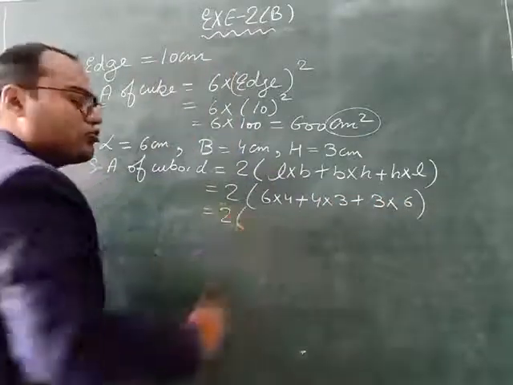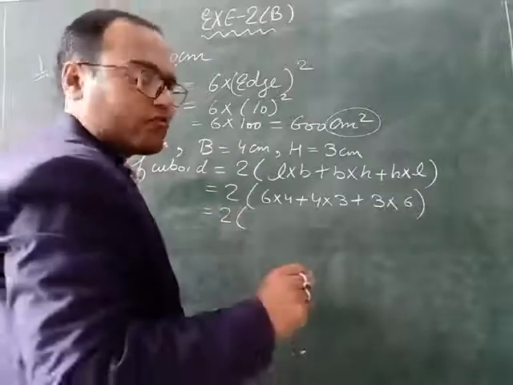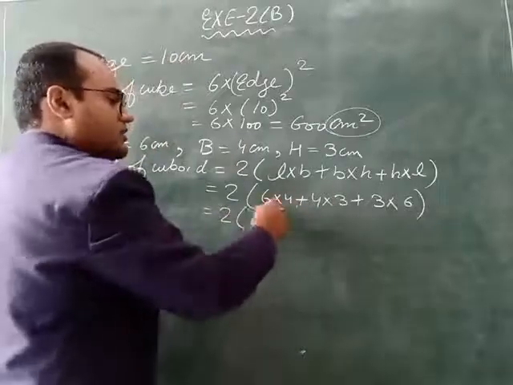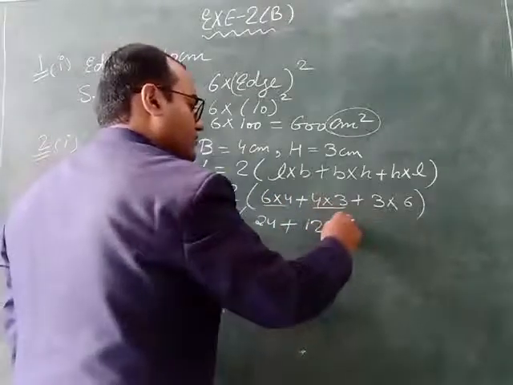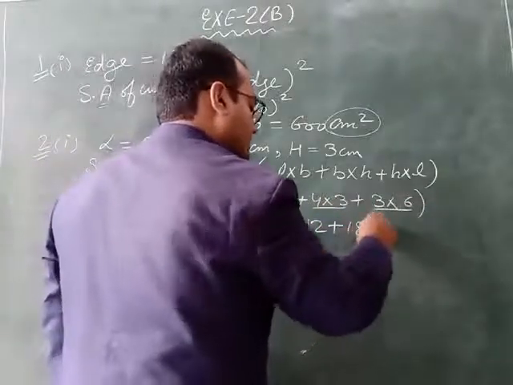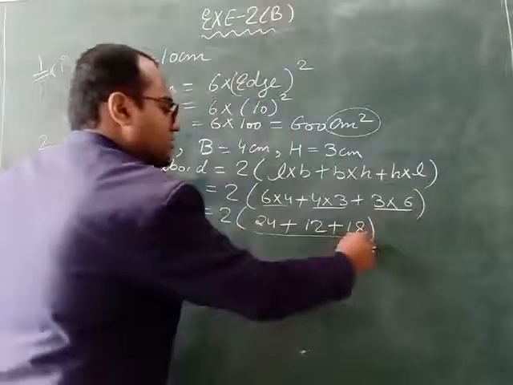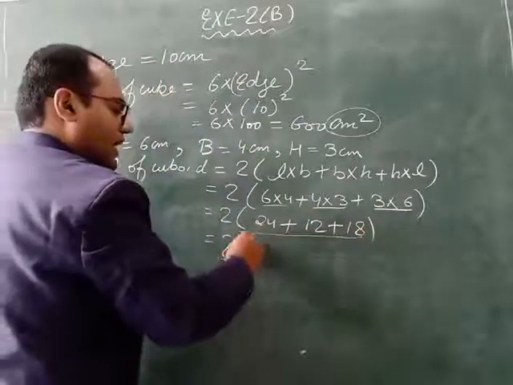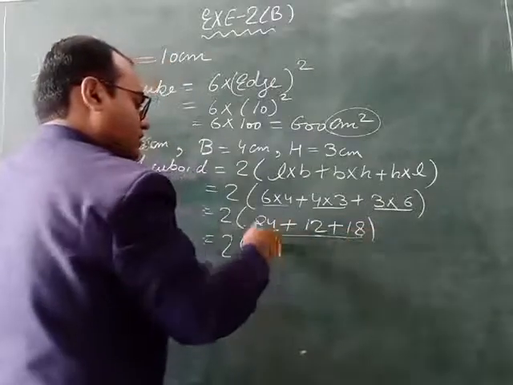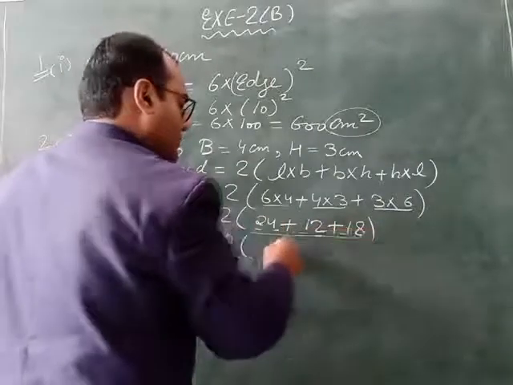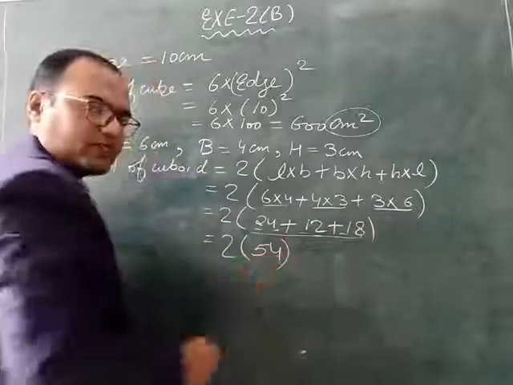Now we have to use BODMAS. First of all we have to multiply inside the bracket. 6 4s are 24, plus 4 3s are 12, plus 6 3s are 18. Now we will add all these three terms. On adding them we will get 54, and the bracket means multiply.